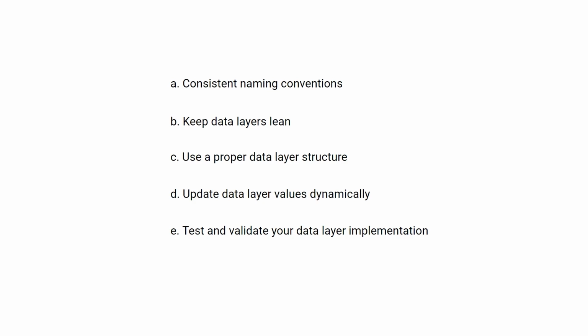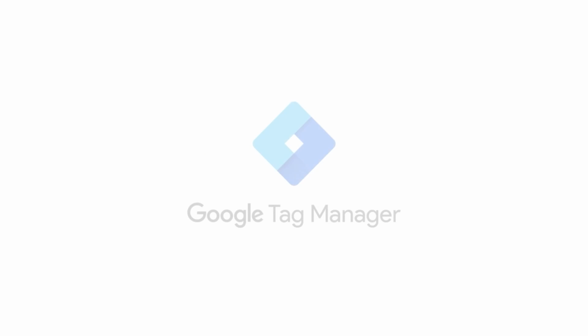In conclusion, data layers are a powerful tool in Google Tag Manager that can help you collect and track valuable information about your website or application. By understanding how data layers work and implementing them correctly, you can gain valuable insights into user behavior and optimize your online presence for better performance and results.